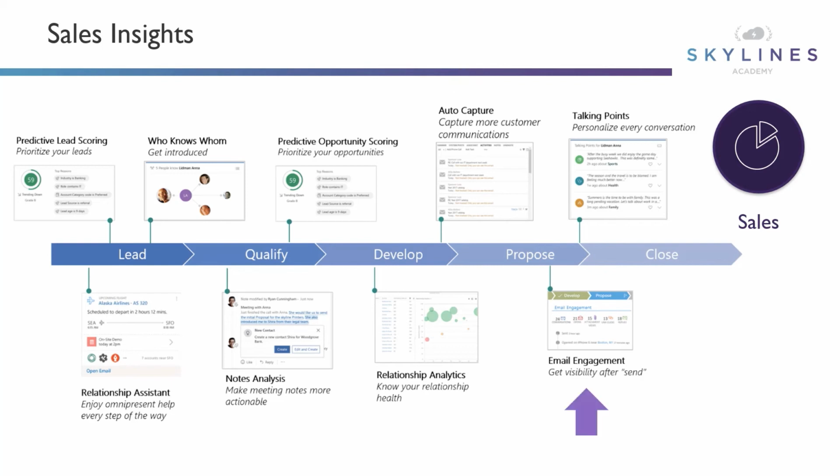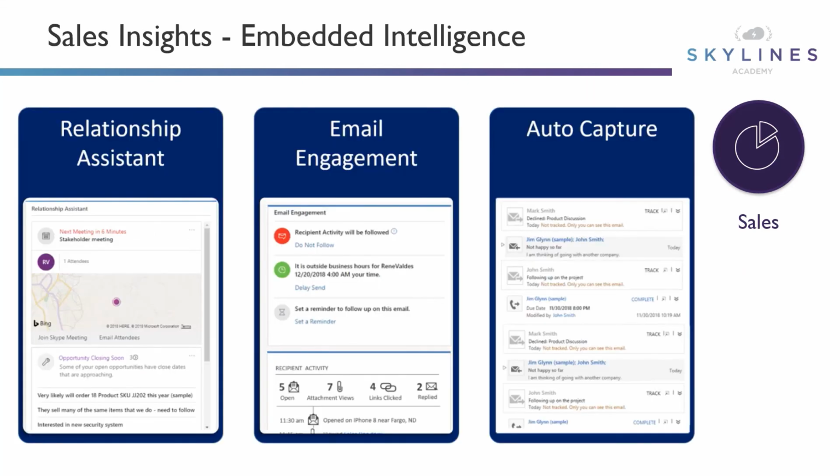Email engagement helps you create more effective email messages and tracks how your contacts are actually interacting with the email messages that you send to them. And then lastly, Talking Points displays topics to start a conversation with your customers, such as sports, vacation, family, or entertainment. Relationship Assistant, email engagement, and auto capture capabilities are provided free out of the box with Dynamics 365.